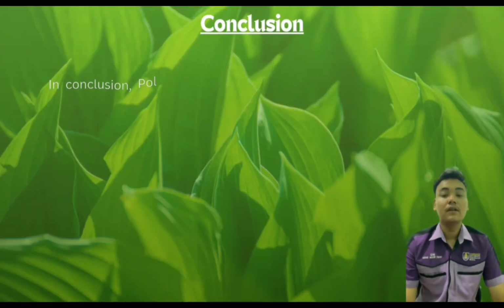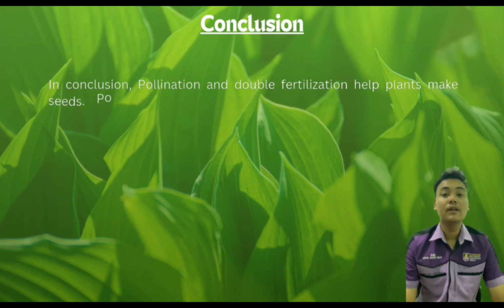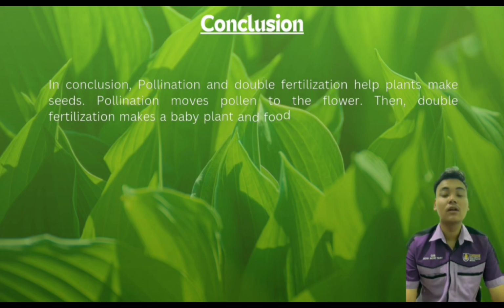The end of the presentation is the conclusion. In conclusion, pollination and double fertilization help plants make seeds. Pollination moves pollen to the flower. Then double fertilization makes a baby plant and food for it. This helps new plants grow.